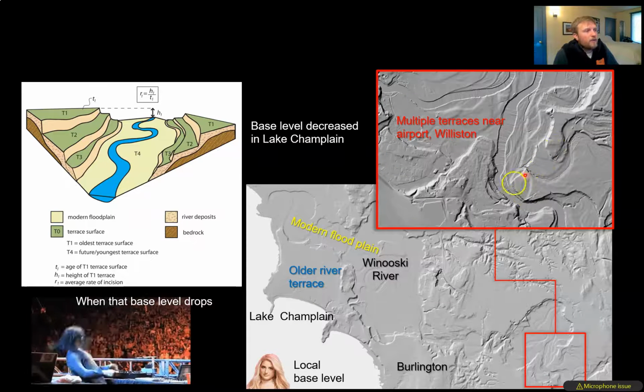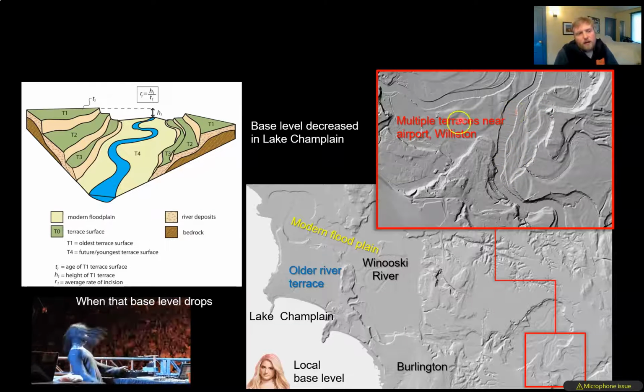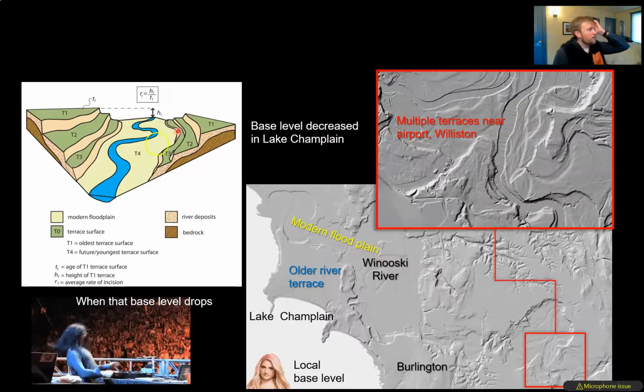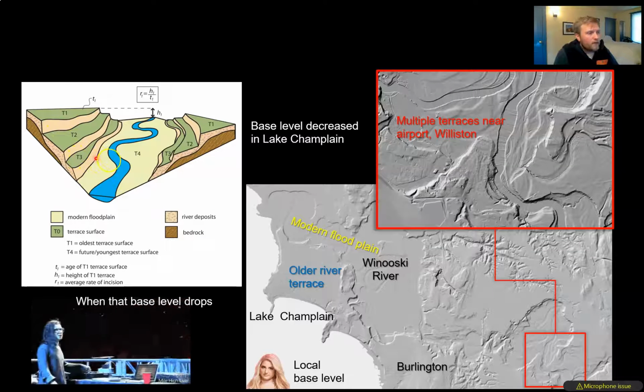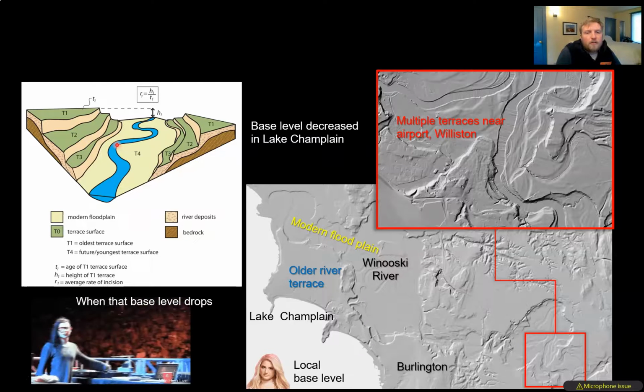And then they're cut through in multiple generations until you make it down to the current Winooski River, right? So schematically, it looks something like this. You have down cutting of the river and stranded terraces along the sides of it, okay? So this is an important thing to consider for where humans are going to decide to build, right?